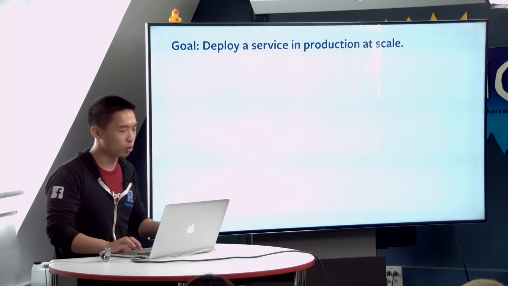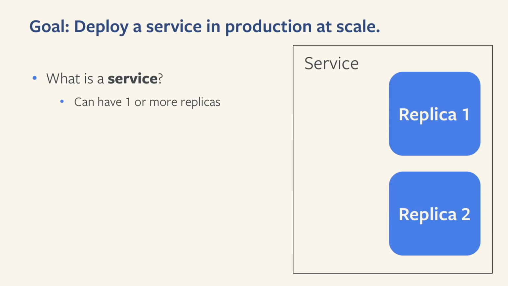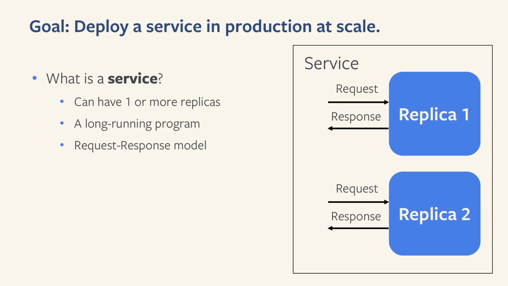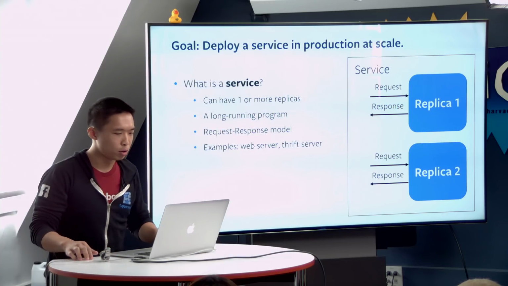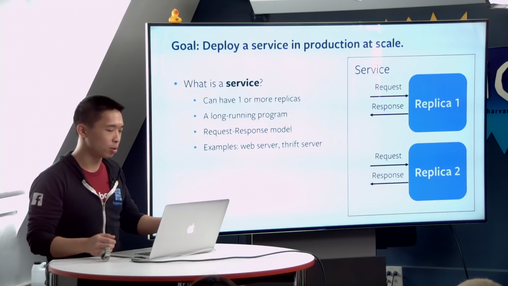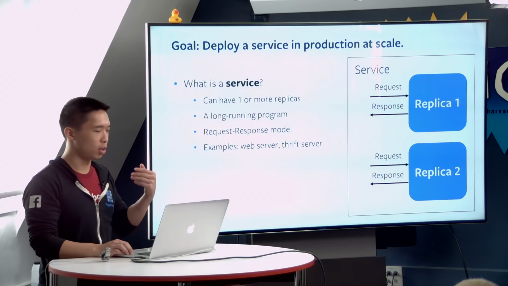But first, what is a service? So let's first define what a service is. A service can have one or more replicas, and it's a long-running program. It's not meant to terminate. It responds to requests and gives a response back. As an example, you can think of a web server. So if you're running Python, a Python web server, or if you're running PHP, an Apache web server, it responds to requests and gives a response back. And you might have multiple of these, and multiple of these together compose your service that you want to provide.